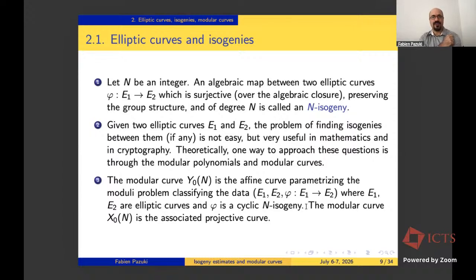So now what's the modular curve X_0(n)? It's the associated projective curve. So you need to compactify this curve. I mean, this curve a priori is not compact, and then you compactify it, and this is what we call X_0(n). So there are other definitions of these curves.